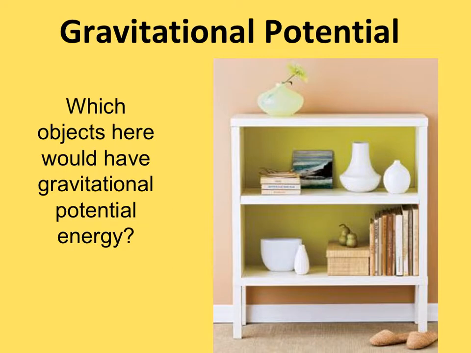So if we look at this bookshelf, you can go ahead and pause and just think about it, maybe record one of these as your examples. Which of these objects here would have gravitational potential energy? If we look at them, we've got dozens of examples right here. Any book on this bookshelf, any vase, even the flower in the vase, those too have gravitational potential. We could say even the bookshelf on the floor or these slippers on the floor, right? Any of these things have gravitational potential energy, which is stored energy between those objects.